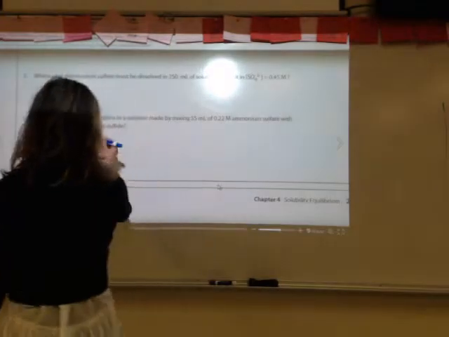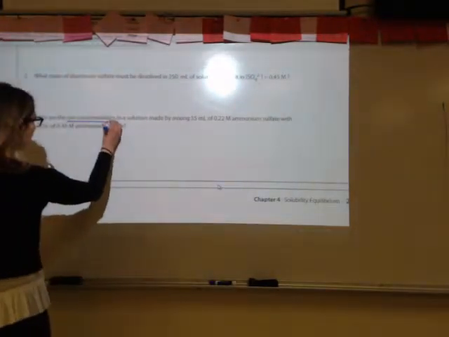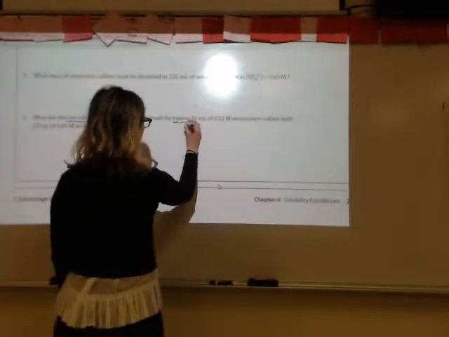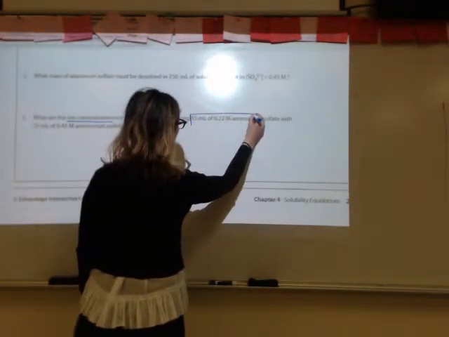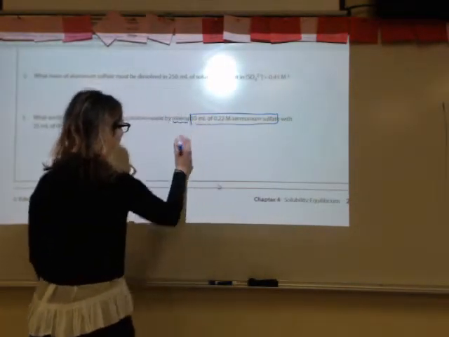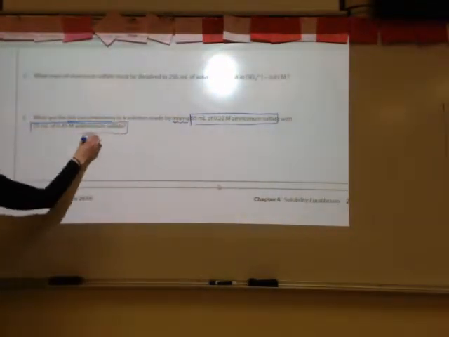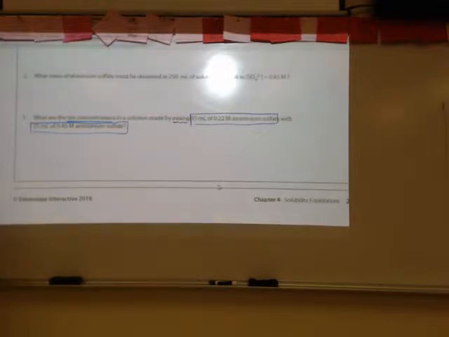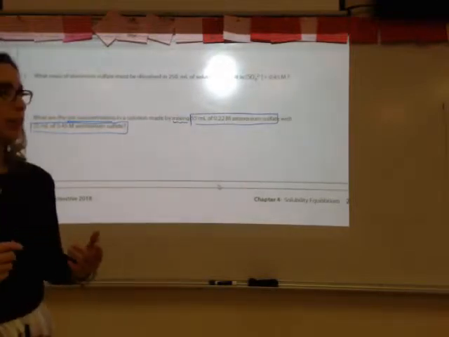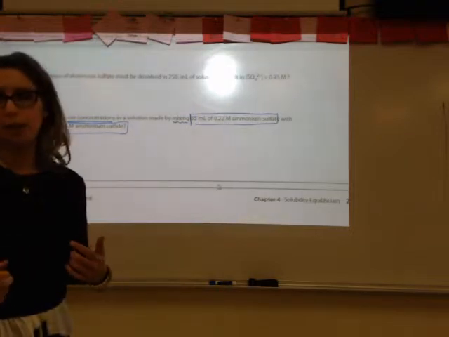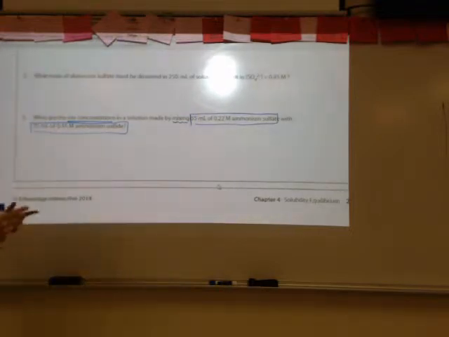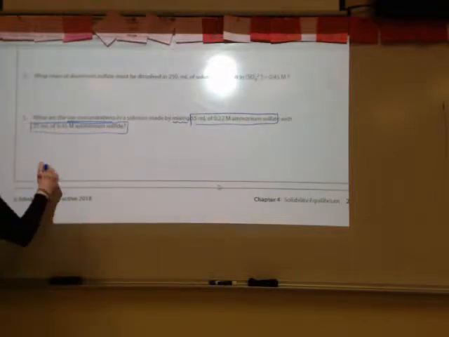Okay. What are the ion concentrations in a solution made by mixing 50 milliliters of 0.22 molar ammonium sulfate with 25 milliliters of 0.45 molar ammonium sulfide? So I have two different solutions that I'm mixing together. A lot of times they're going to have some common ion in them. So that means you'll have to add those ions together in the end. So let me show you what I'm talking about.